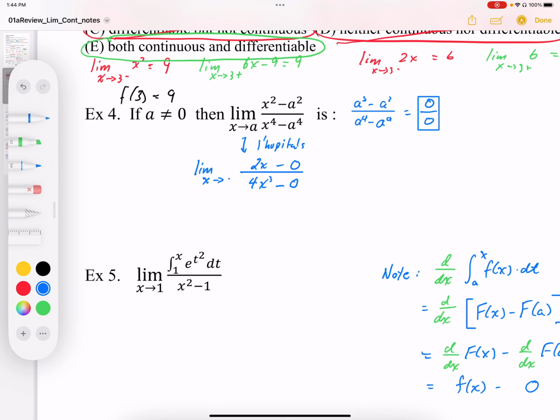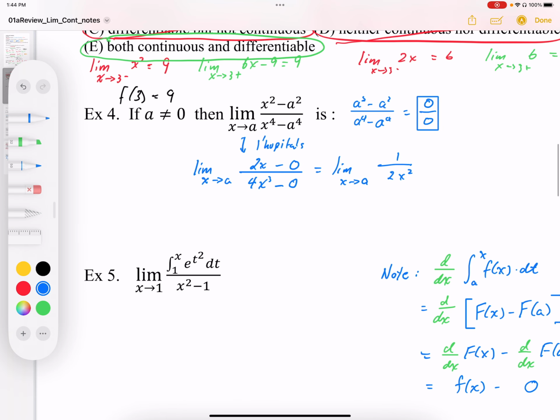We can simplify that expression. And so we end up with the limit as x approaches a, and this is just going to be 1 over 2x squared when we simplify it. So then the limit works out to be 1 over, plugging in the a, 1 over 2a squared. So there's my solution for that problem. The limit of x squared minus a squared over x to the 4 minus a to the 4, as x goes to a, is 1 over 2a squared.